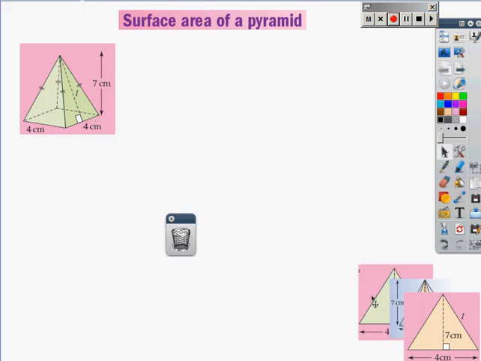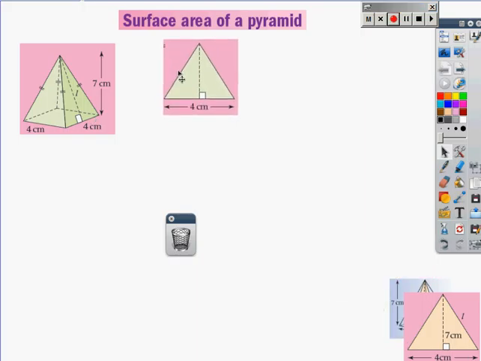Okay, so let's look at one of those isosceles triangles. Well, we know so far that the base of our isosceles triangle is 4, but we don't know the height, because you notice that the height here is slanting, and we only know the vertical height, i.e. the distance from the top of our pyramid to the base. Now that is not the same as the height of this triangle because it's been slanted.